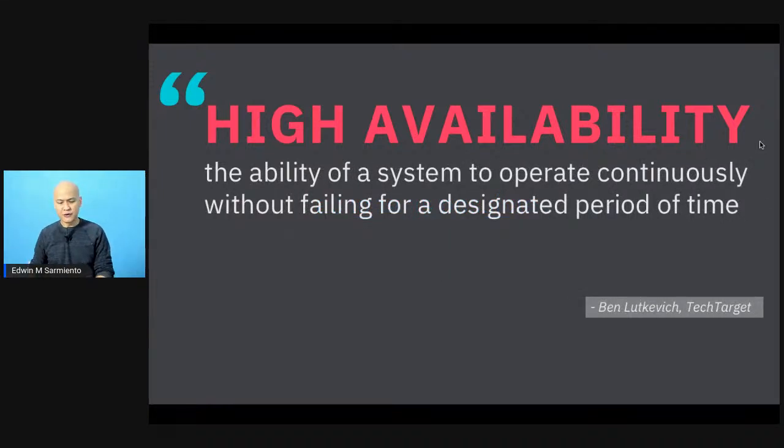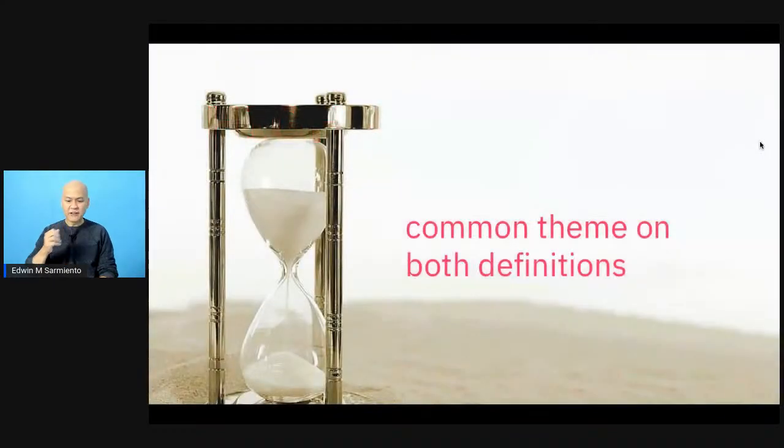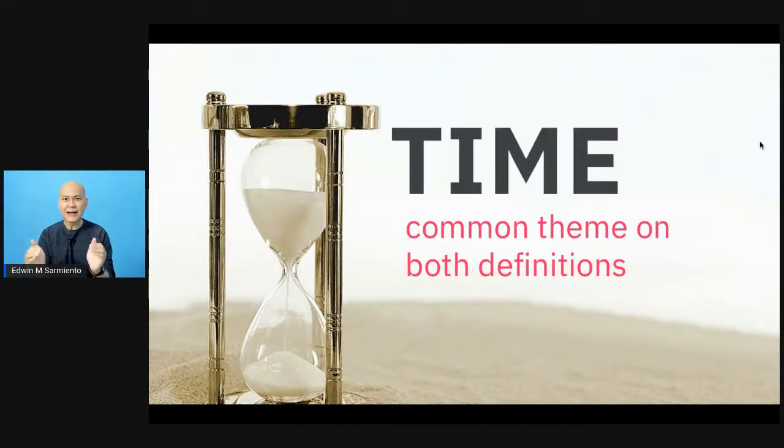Then I grabbed another definition from Tech Target from Ben Lutkevich. Hopefully I didn't butcher that last name. For him, high availability is the ability of a system to operate continuously without failing for a designated period of time. And I also highlighted a phrase here, designated period of time. Okay. In those two definitions, there's a key theme. I actually gave it away by highlighting the phrases. And the theme on both definitions is time. Time is the key theme on both definitions for high availability.